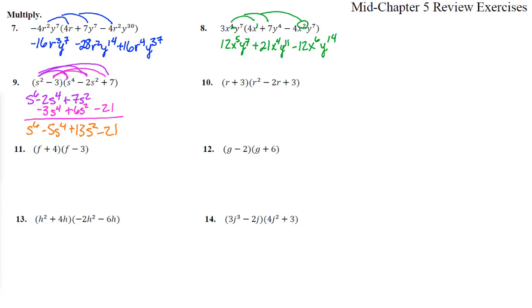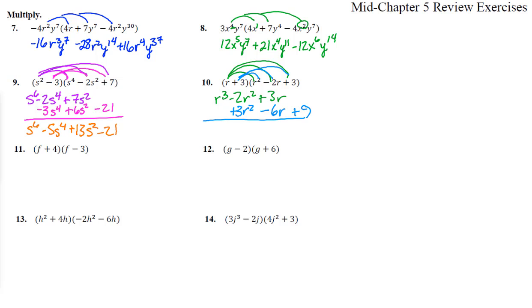Good. Number 10, super distribution again. Let's take that in, and we have r to the 3rd minus 2r squared plus 3r. Change to a slightly different color and jump the 3, and the 3 goes in there, and I have a plus 3r squared. So that goes right with the r squared. Minus 6r and plus 9.